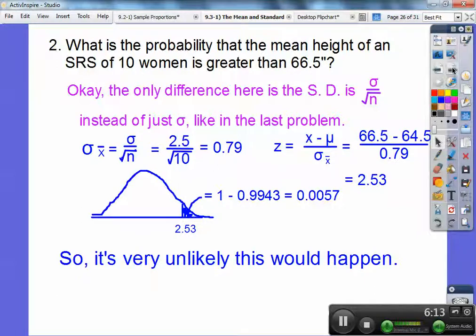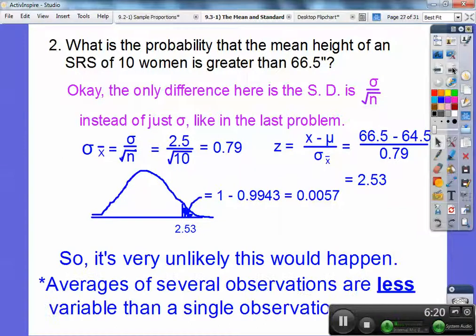Okay, so it's very unlikely that we would choose 10 of them and those 10 would have an average that's bigger than 66.5. And this says here, averages of several observations are less variable than a single observation. A lot less. It went from 21% down to 0.5% right here. And if I increased the number of people, it would be even lower.